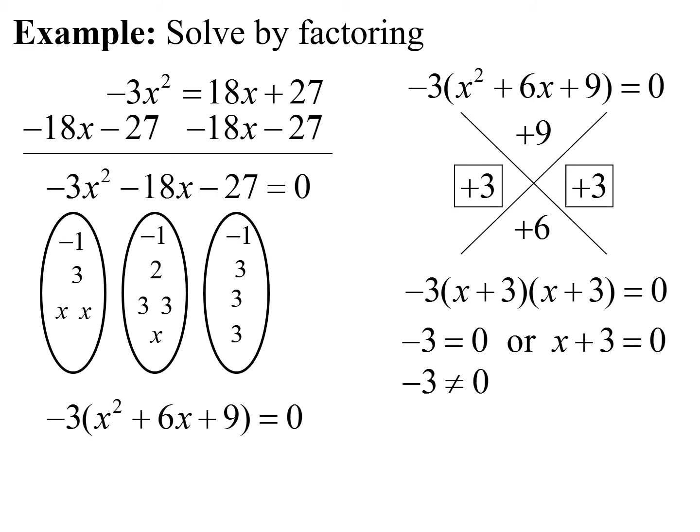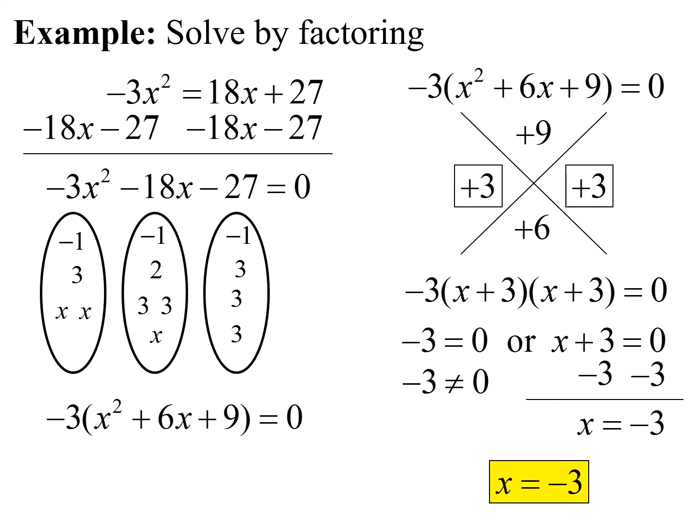I'm going to look at x plus 3 equals 0 and solve for x by subtracting 3 from both sides, and I get x equals negative 3. There's no other solutions, so it has a single solution, x equals negative 3.